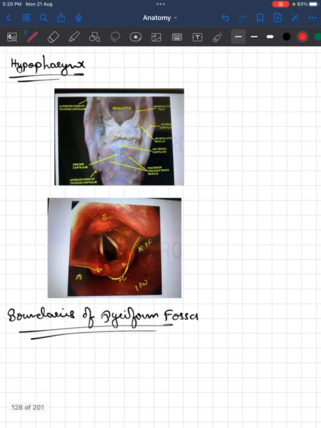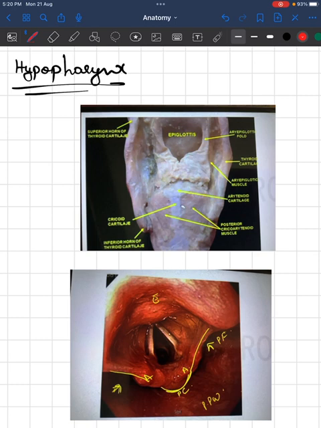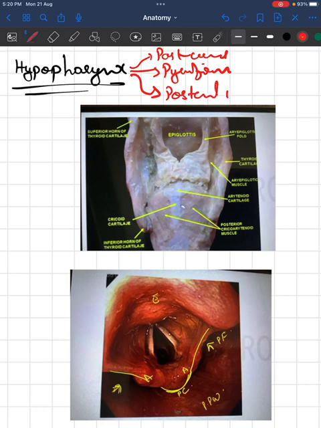Next we shall go to the hypopharynx, the structure behind the larynx, known as the hypopharyngeal area. In height we have three parts: postcricoid, pyriform fossa, and the posterior wall or posterior pharynx.